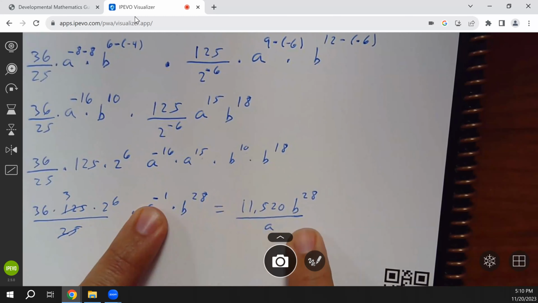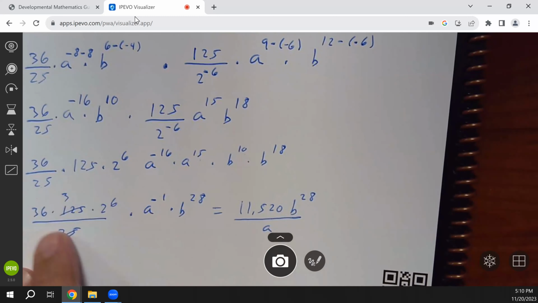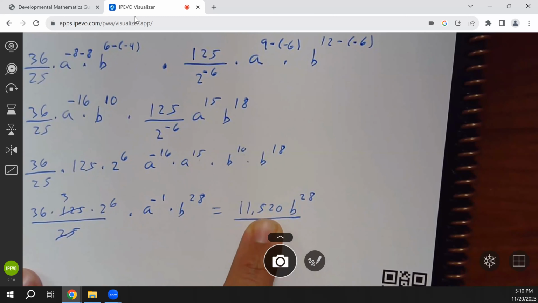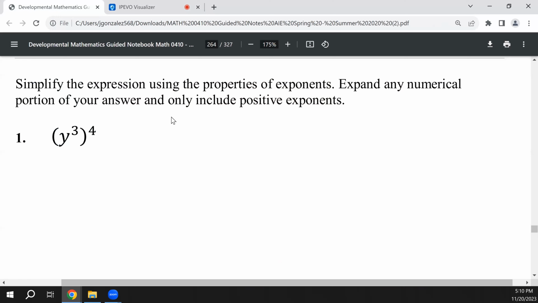The A goes at the bottom. There's my B to the 28. This is just some number nobody cares about. It's right there. Okay. That's what we did. Does that help a little bit? All right.